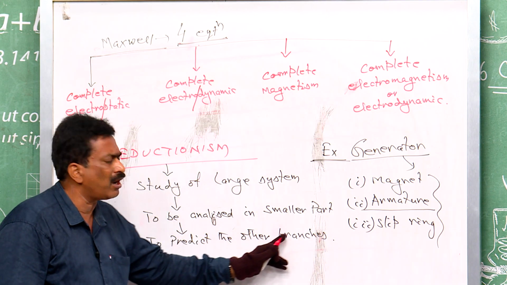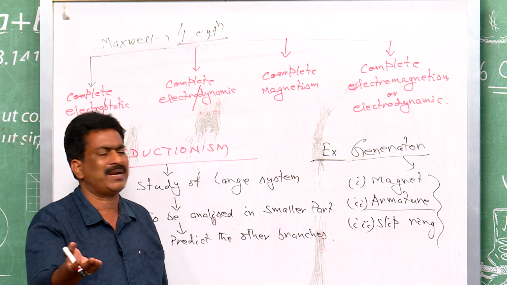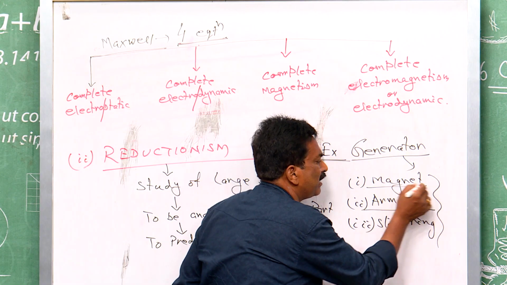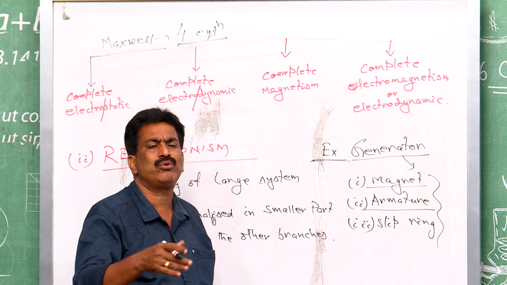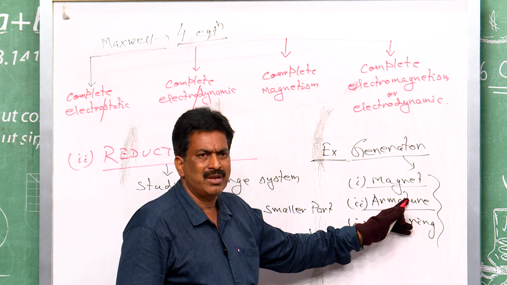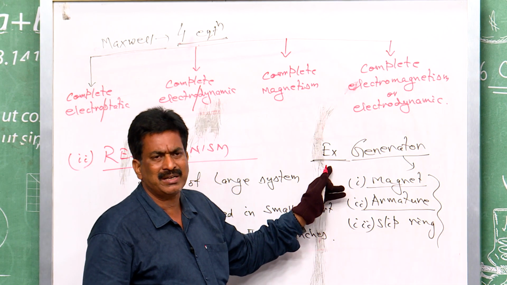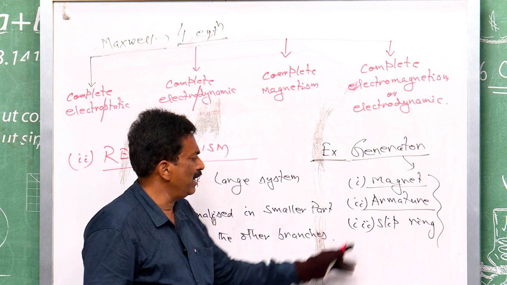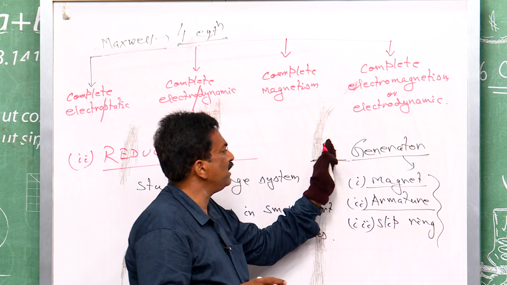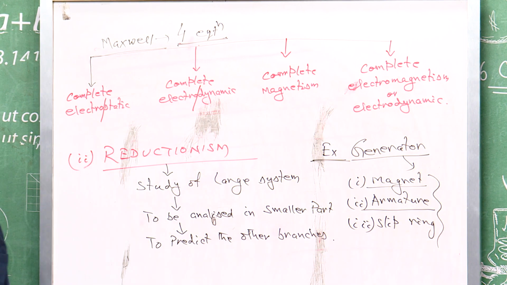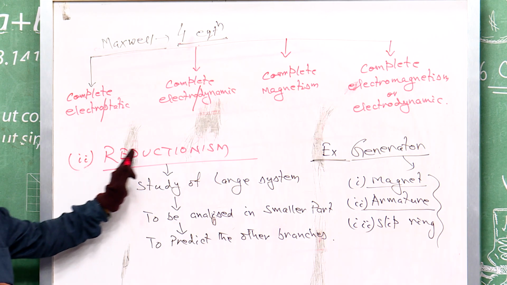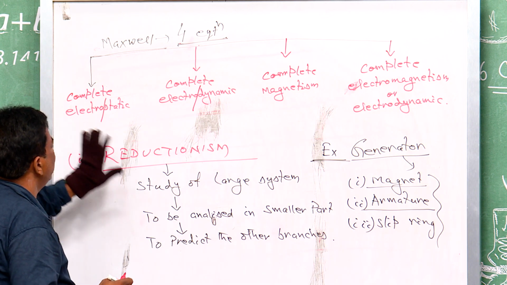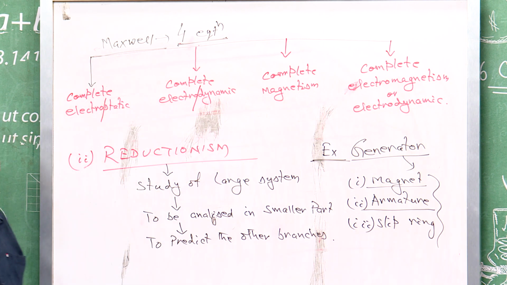Next one, to predict for the other branches. To predict for the other branches means, suppose you know the part of the magnet. And by using the magnet, if we can do some other parts, the armature, what is the use of the armature in that generator, and if it is used in some other circuit, how it behaves, and the slip rings. Likewise, these branches are reduced to a common form, which is known here as reductionism. So the two fundamental principles which we discussed are reductionism and unification.